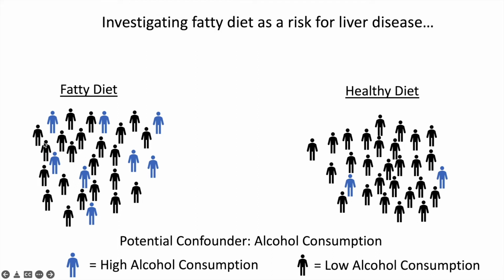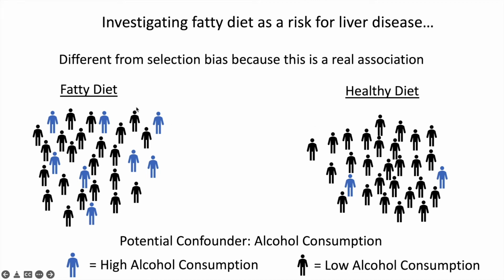And basically, we can see that among the fatty diet group, the prevalence of high alcohol consumption is higher and likely to distort this relationship. And yeah, this is different from selection bias in the sense that this association is real among these people who have a fatty diet. They really do have a higher likelihood to engage in alcohol consumption. In this example, it would be selection bias if somehow the way we were admitting people to the study caused the distribution of alcohol consumption in the two groups to not represent what they are in the real population.